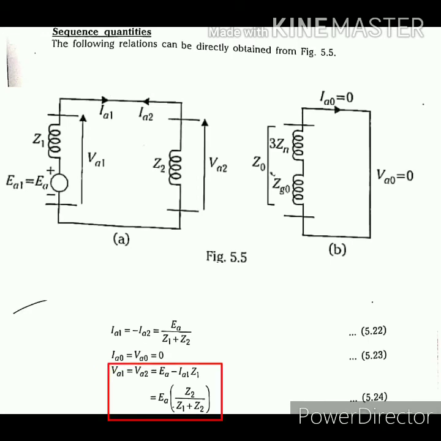Coming to VA1 equal to VA2, from the star equation we have EA minus IA1 into Z1. We already have the equation for IA1, so we just substitute. After this we get EA into Z2 by Z1 plus Z2. And now the fault current is calculated.